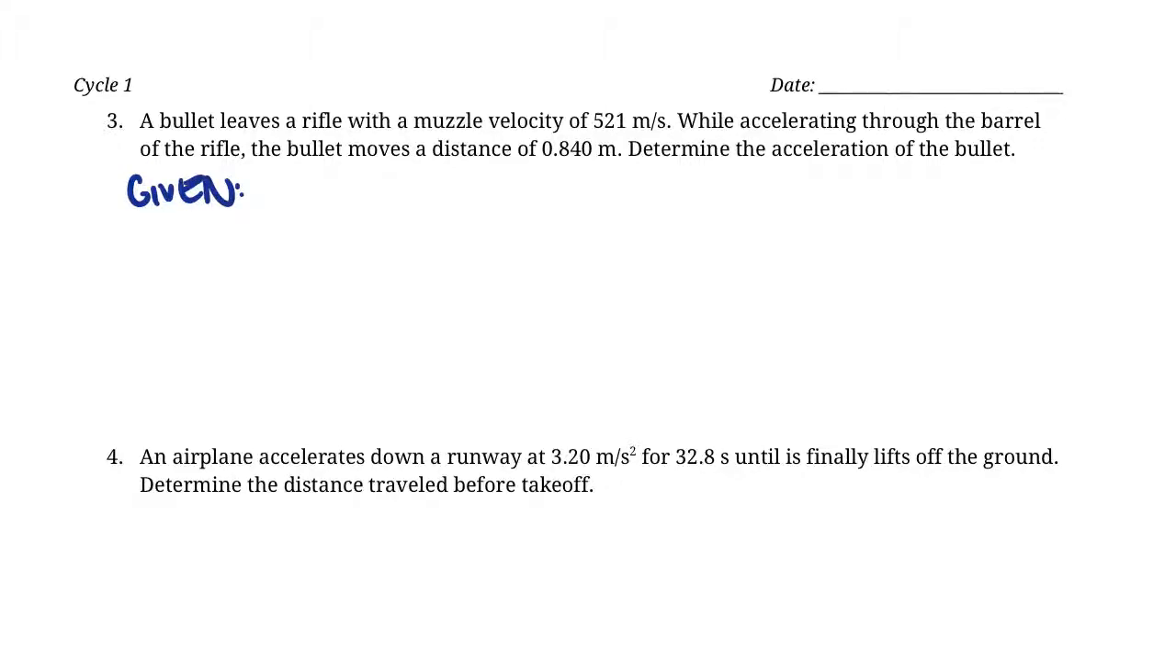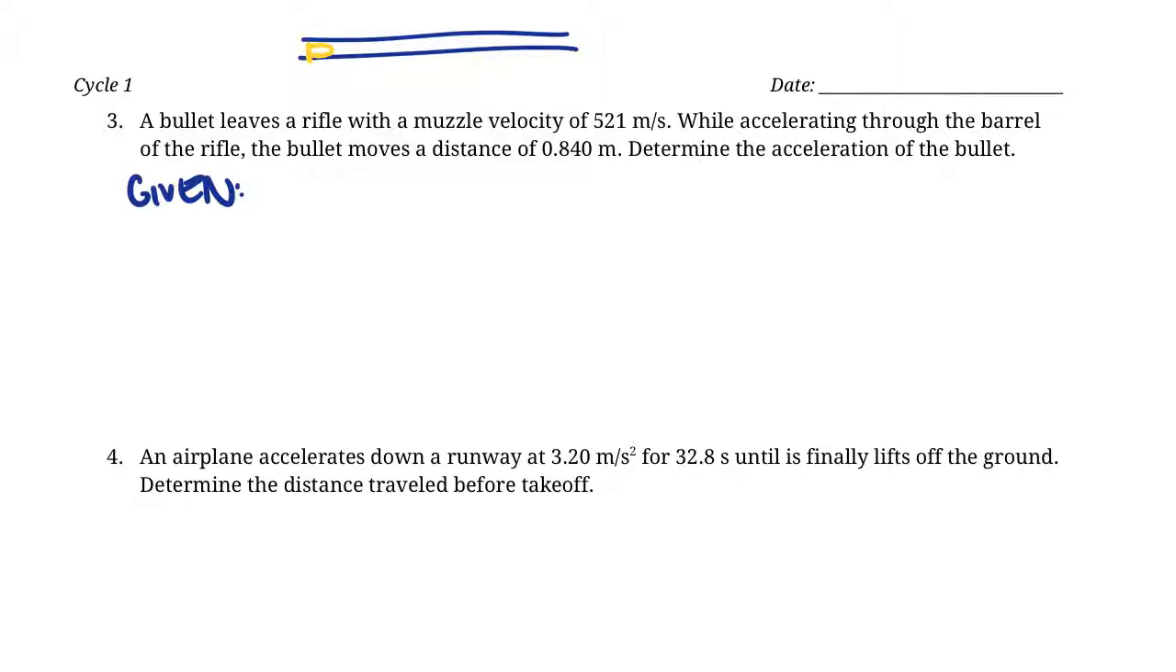We're given a bullet leaving a rifle, and when the bullet leaves the rifle, it has a speed of 521 meters per second. So pretend this is the barrel of a rifle, and we have the bullet inside the rifle. Just put a little golden bullet there. We're actually looking at the bullet accelerating inside of the muzzle. We're not concerned after it leaves the rifle, just while it's inside.